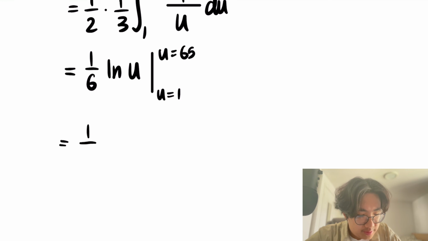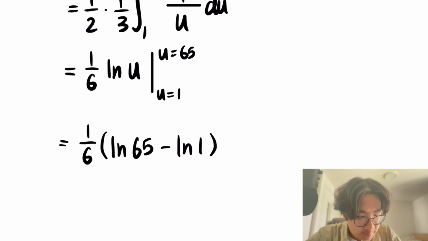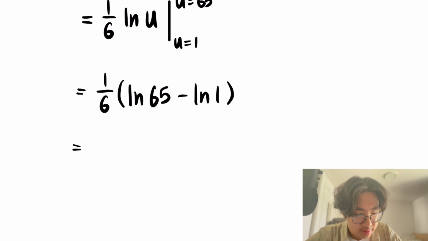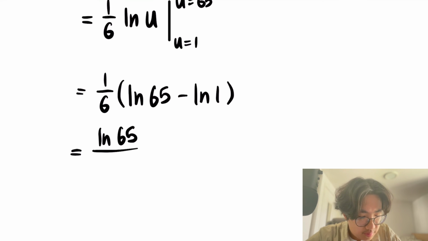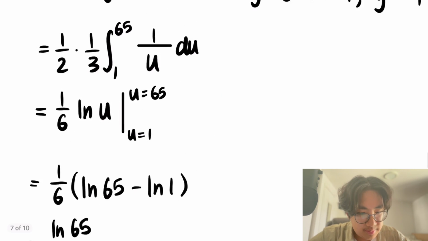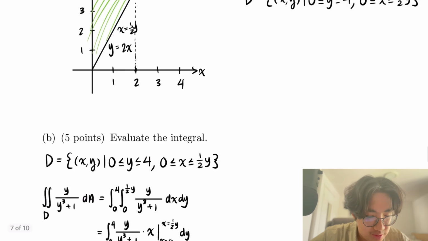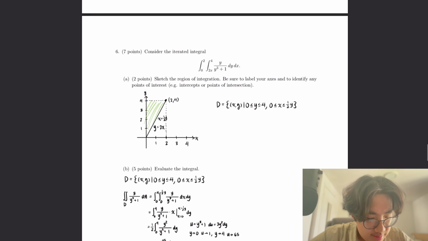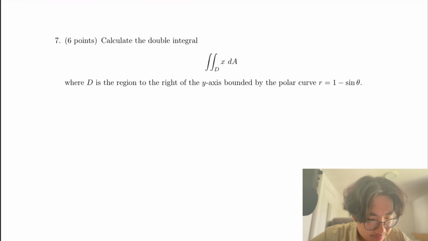So you then have 1 over 6 times ln of 65 minus ln of 1. But of course, ln of 1 is just equal to 0, so you are left with ln of 65 over 6. So again, the main takeaway from this problem is you need to change the order of integration, because with the current setup here, it's just not going to happen.